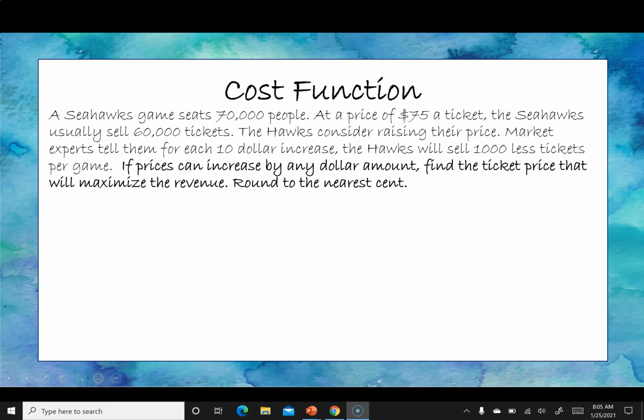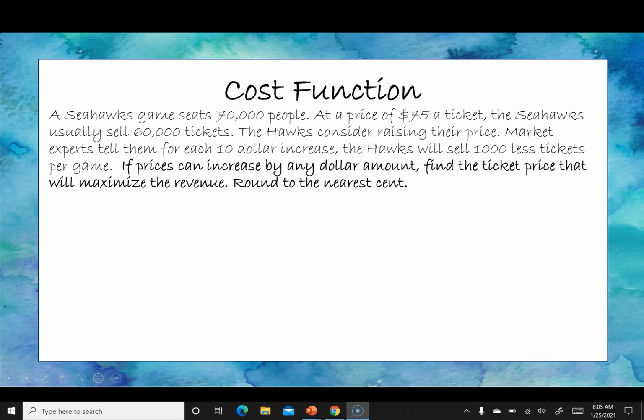A Seahawks game seats 70,000 people, and at a price of $75 a ticket, the Seahawks usually sell around 60,000 tickets. So in other words, they don't sell out. The Hawks consider raising the price, and market experts tell them for each $10 increase, the Hawks will sell 1,000 less tickets per game. So if prices can increase by any dollar amount, find the ticket price that will maximize the revenue. Round to the nearest cent.